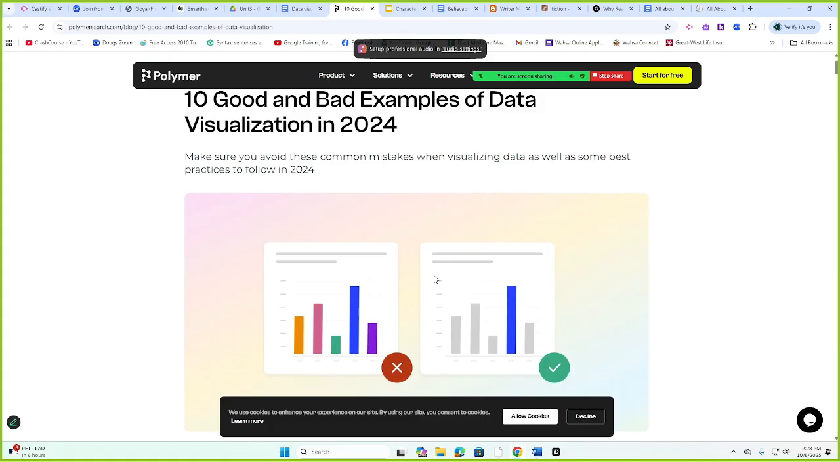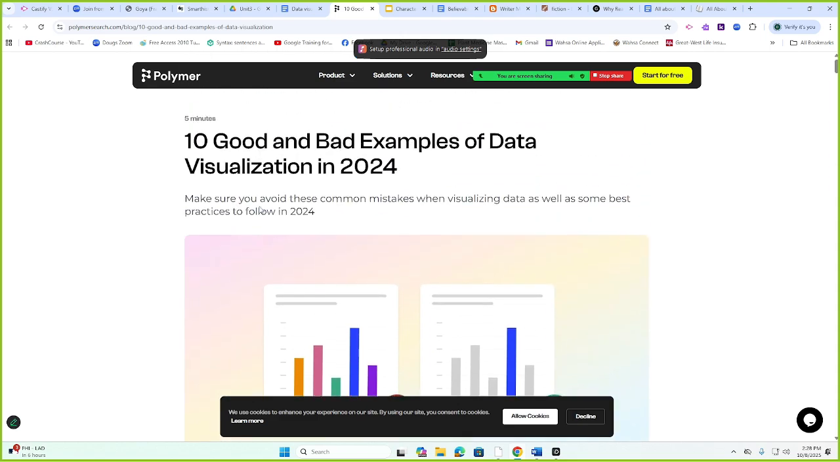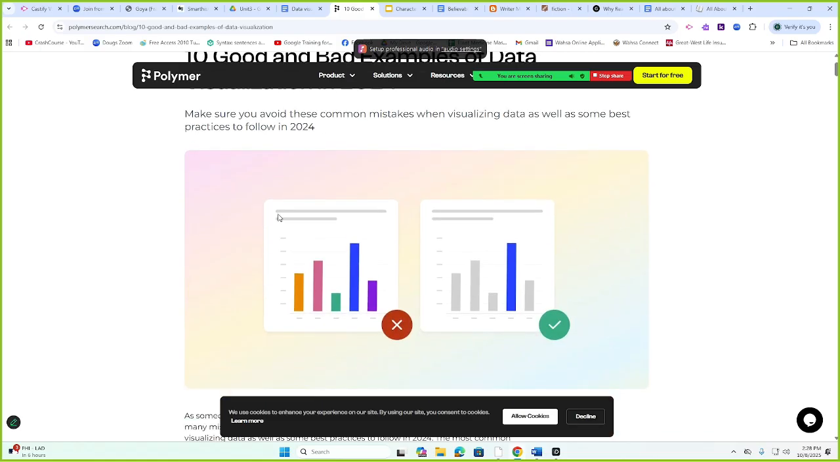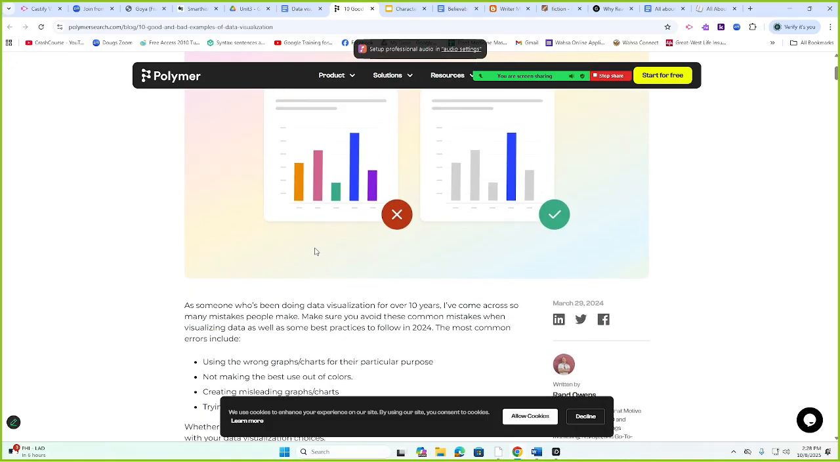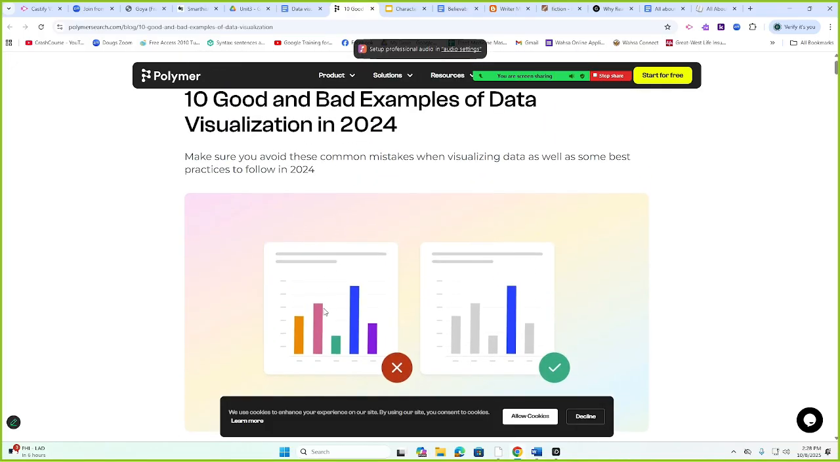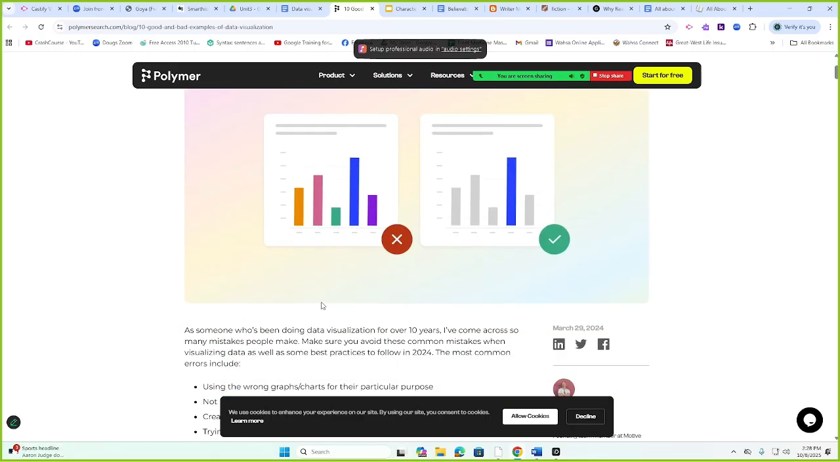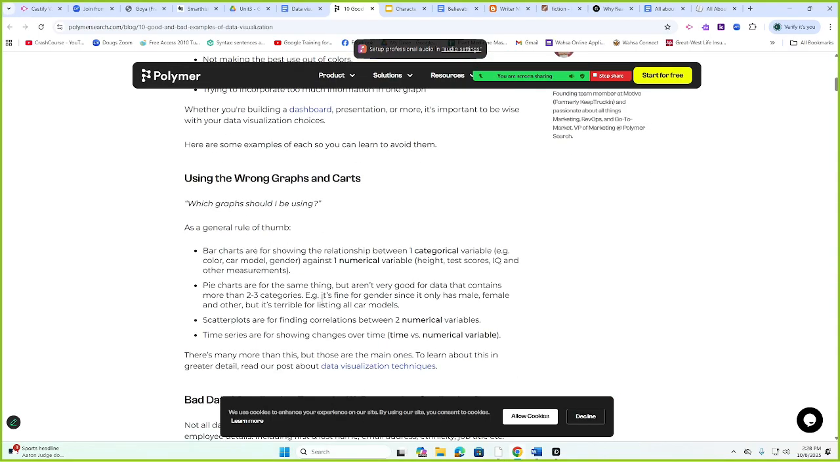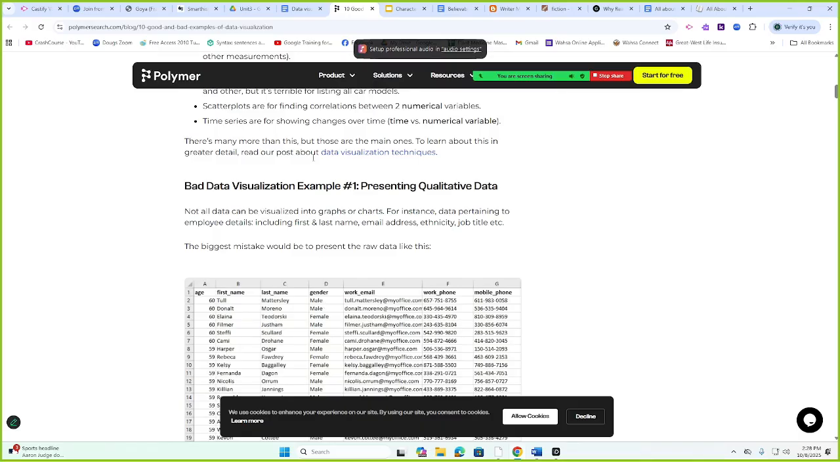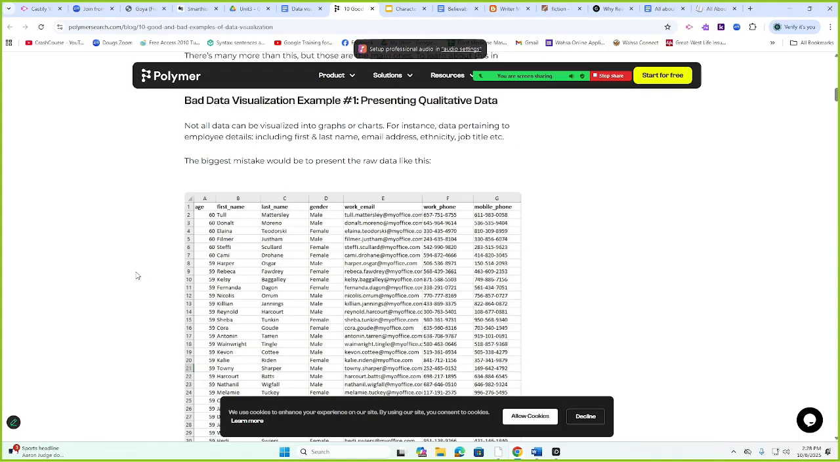All right, this is put out by palmersearch.com. It's a blog of good and bad examples of visual or data visualization. So in the big sense, that's what they call this data visualization, looking at text and visualizing in your head what they actually mean. So here we have some 10 good and bad examples. So I'm just going to scroll down to the actual examples here.